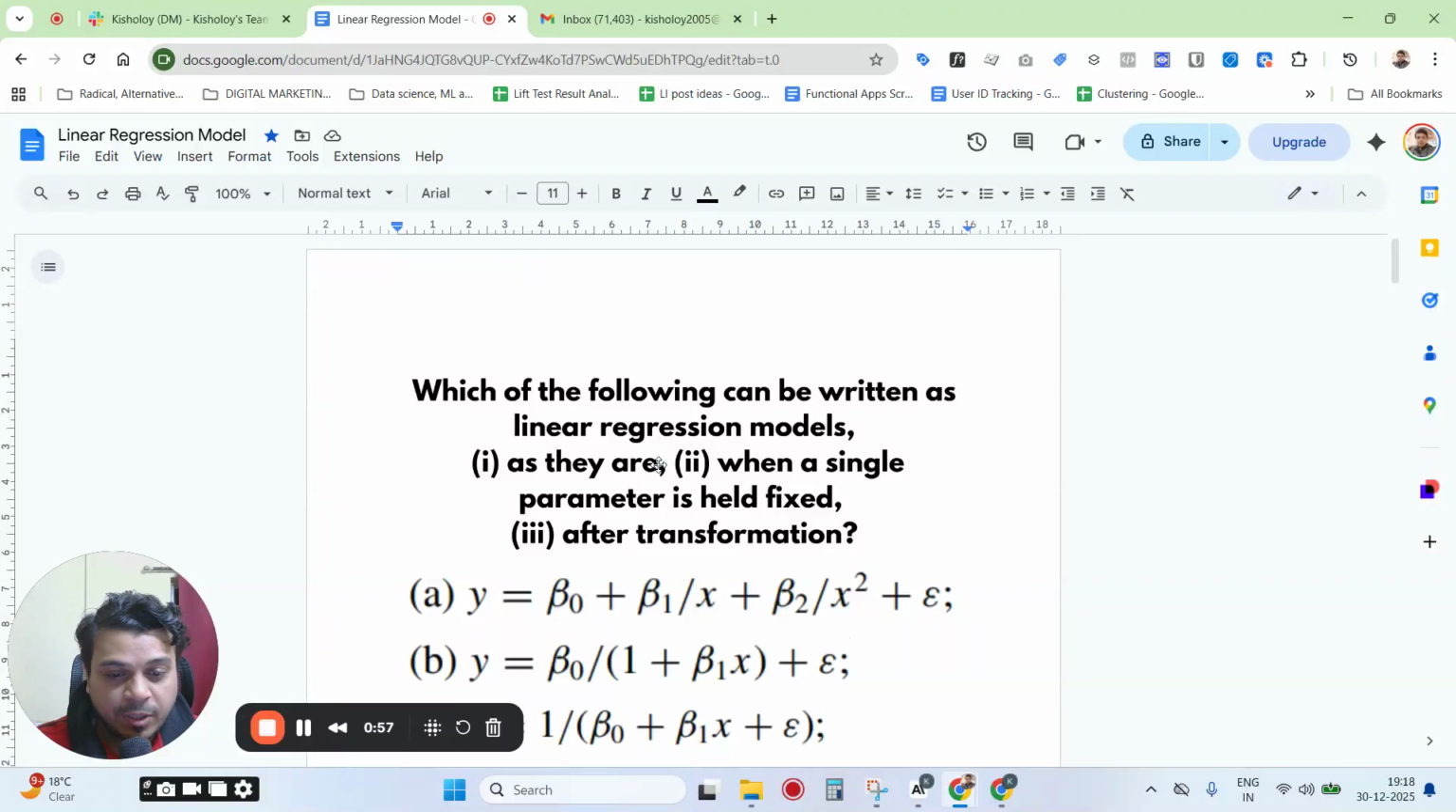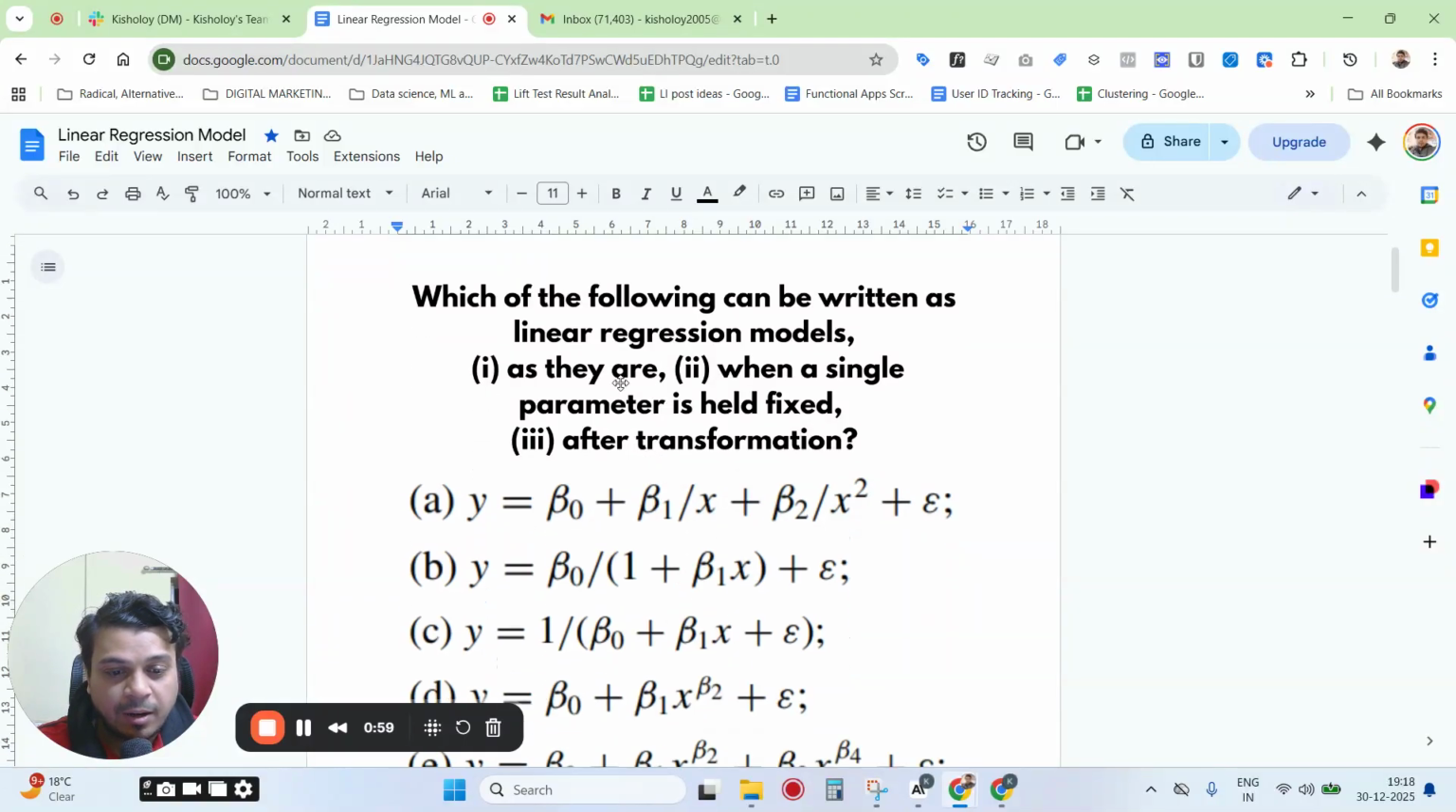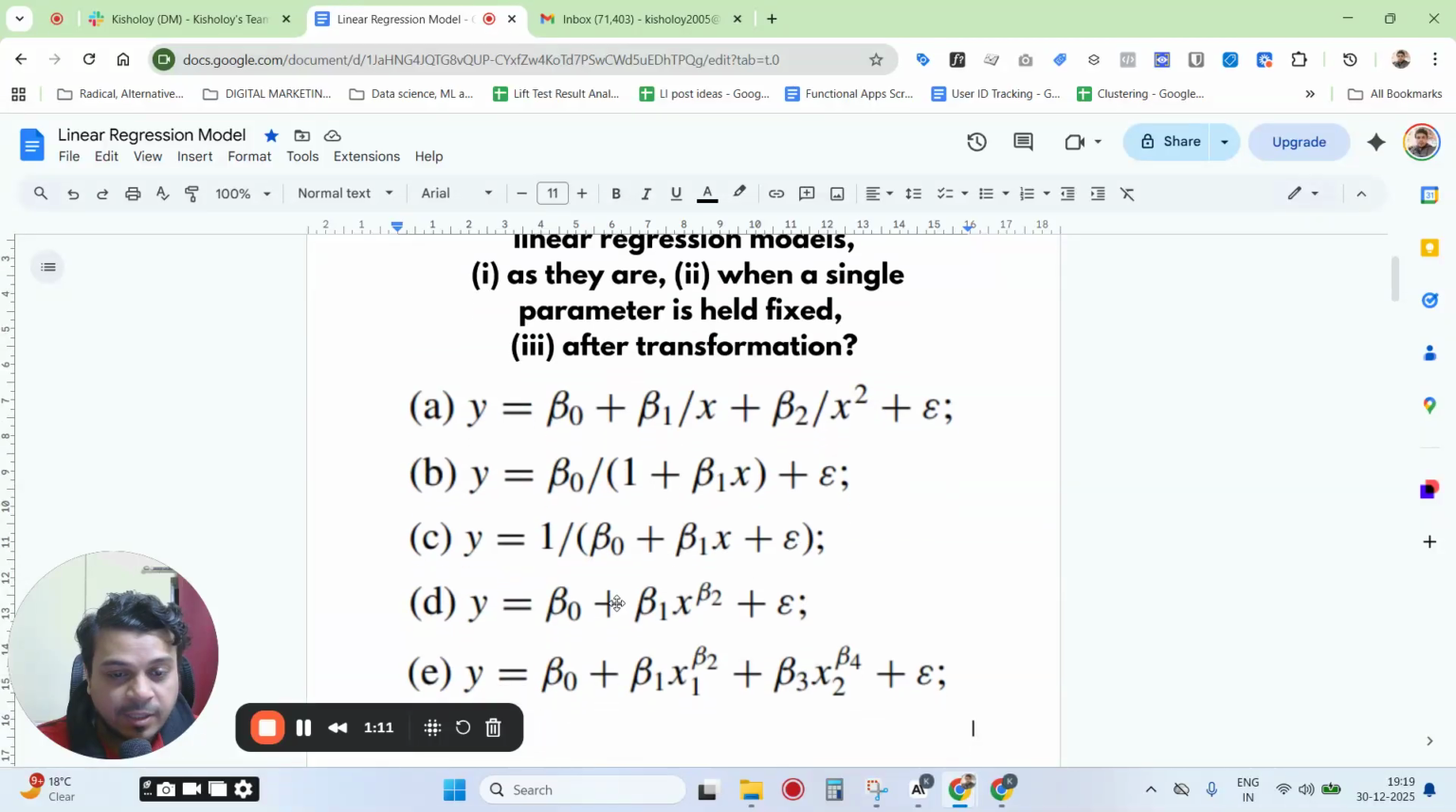So this is the question: which of the following are linear regression models as they are, or can be rewritten with some parameter being held fixed, and if some transformation is required. These are the equations. This is, like I said, from a textbook called Statistical Modeling by A.C. Davison, a very popular one, from early on in the linear regression chapter.